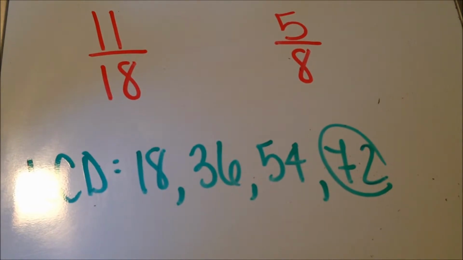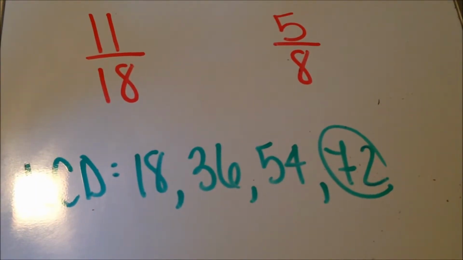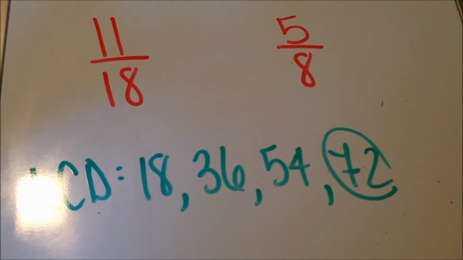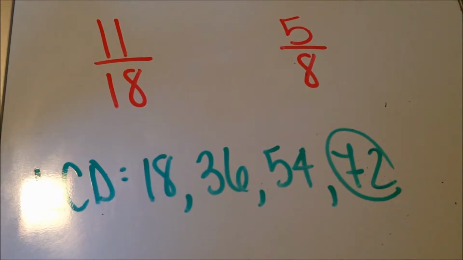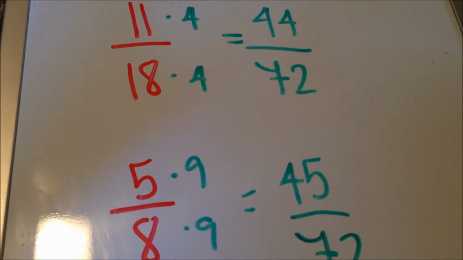We end up with 18, which does not work for 8, 36, same case, 54, same case, but 72, because 8 times 9 equals 72. 72 is our LCD, so now we have to create equivalent fractions with equal denominators.